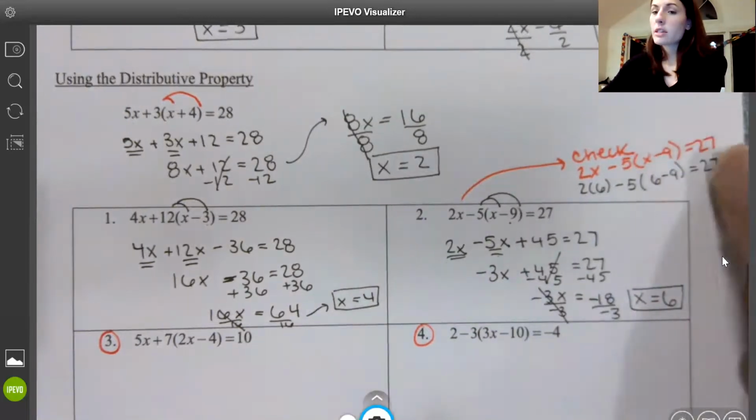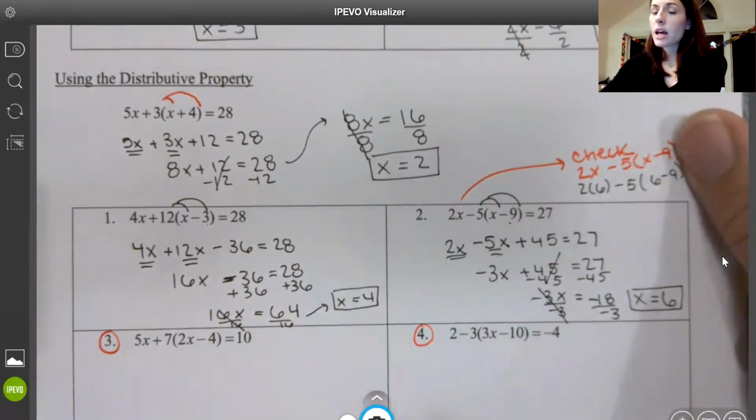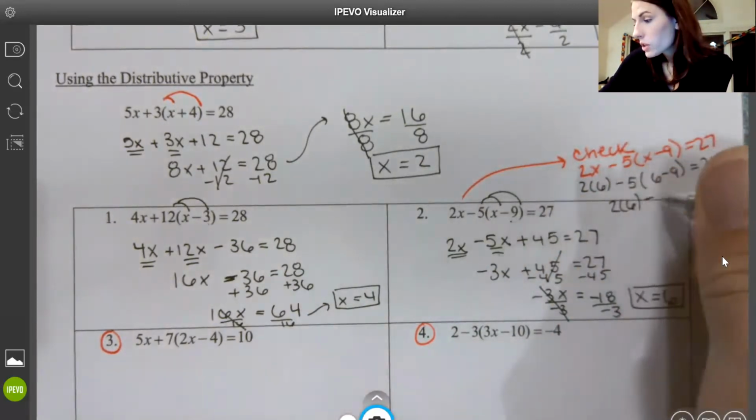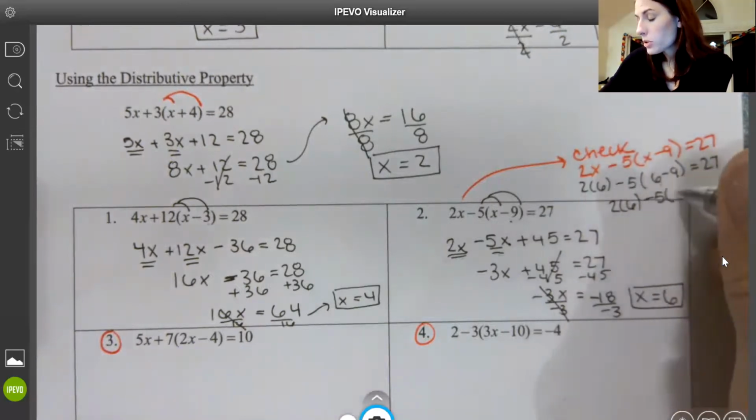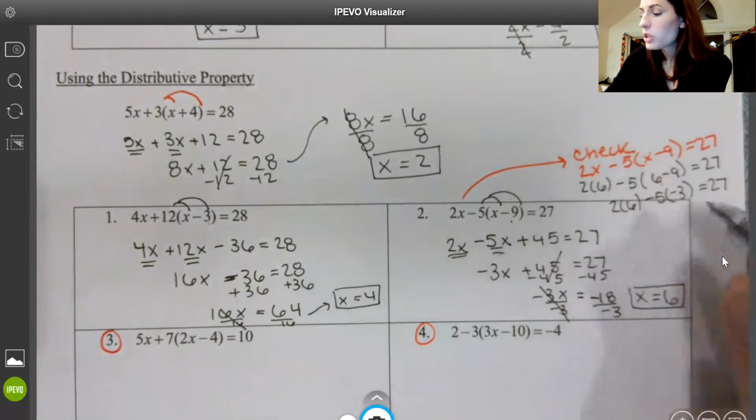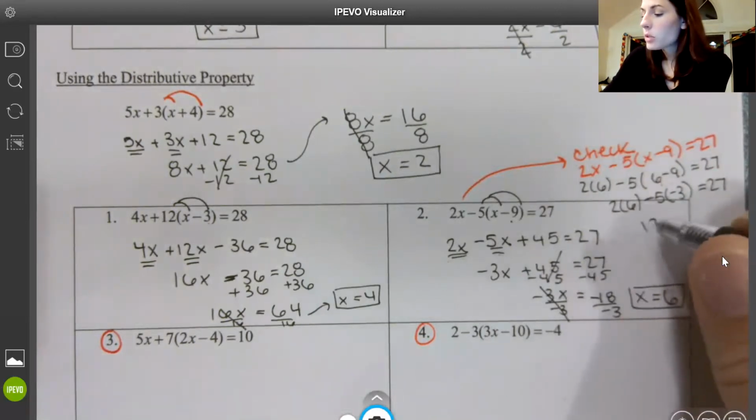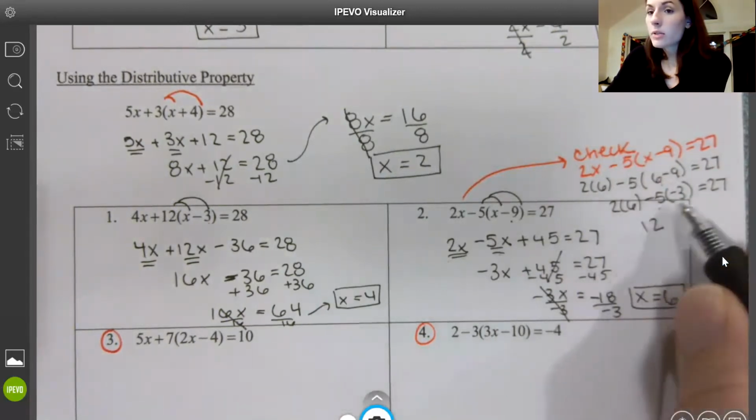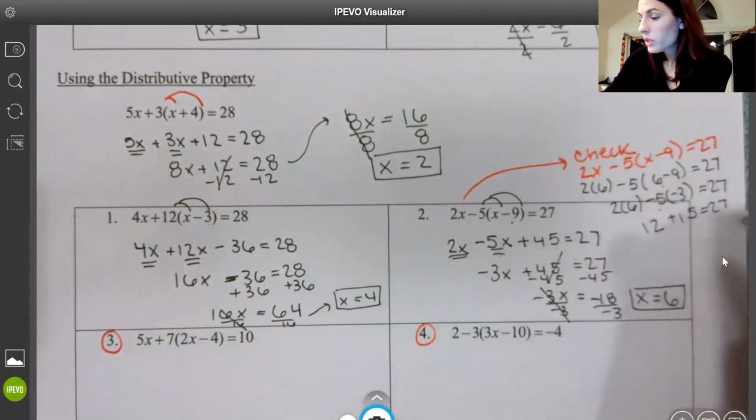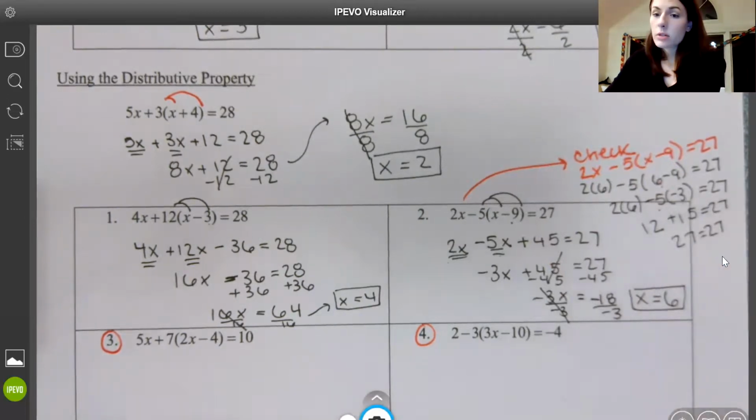So in this case, I don't have anything to clean up on the right-hand side. So I'm just going to clean up the left-hand side, starting with parentheses, which 6 subtract 9 is going to give me negative 3. I'm just going to keep cleaning up. So now I'm going to do multiplication. This would give me 12. And negative times a negative is going to give me a positive 15. And then now adding together, 27 equals 27.